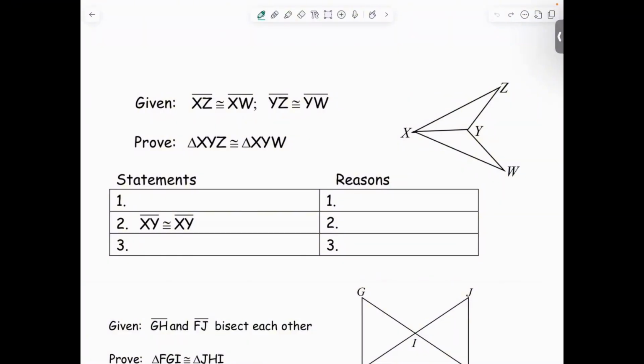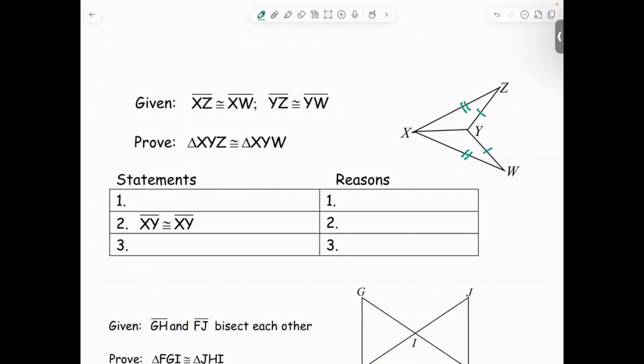So I'm going to go ahead and mark up my document here and say, okay, XZ is congruent to XW. Remember those little hash marks indicate congruency, and then YZ and YW, so I'll just use 1 and 1 here. Okay. So we have 2 sets of corresponding sides that are congruent to each other, and they want us to prove that triangle XYZ is congruent to triangle XYW.